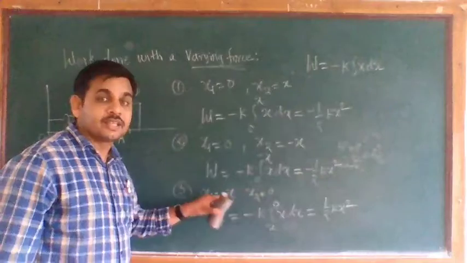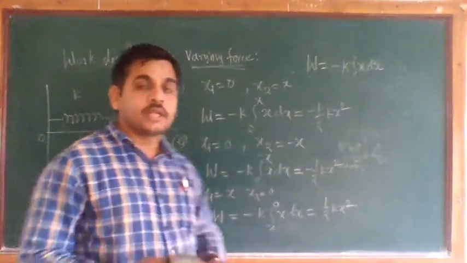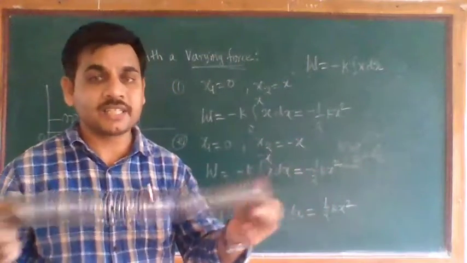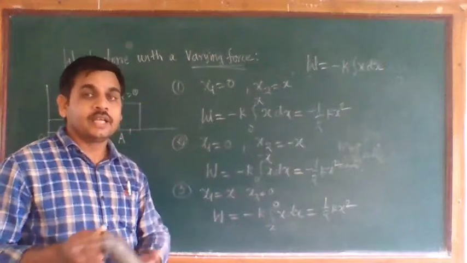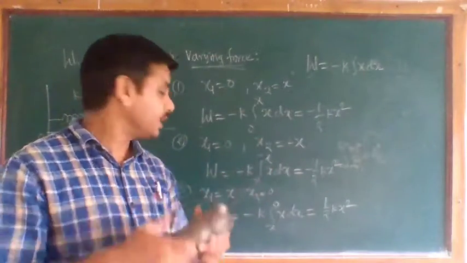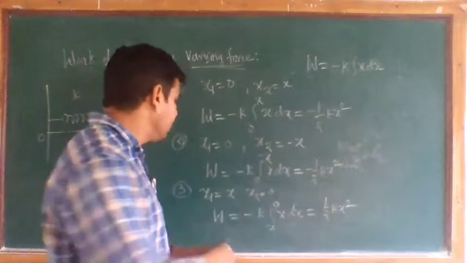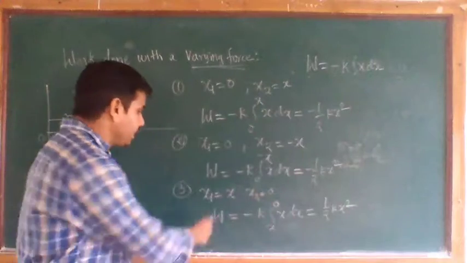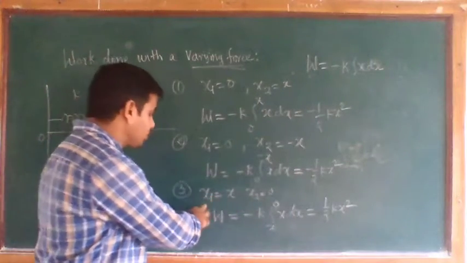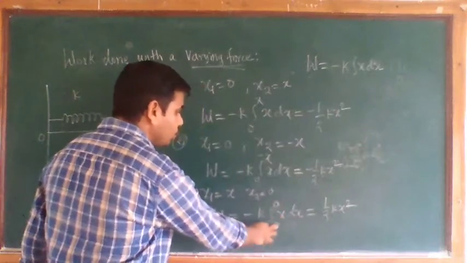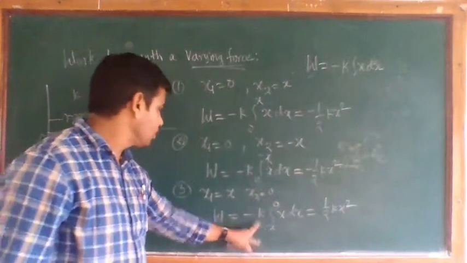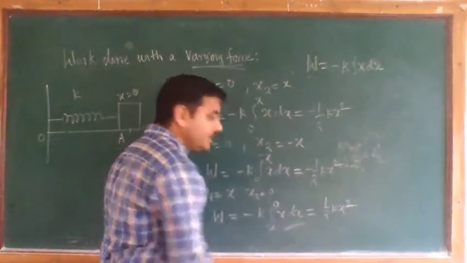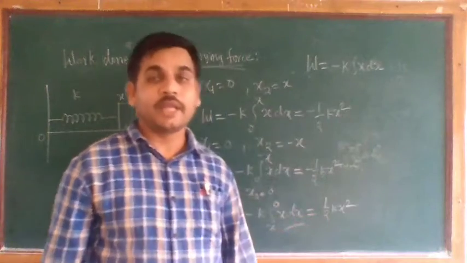In the third condition, at the initial condition the spring is in the stretch condition, so x1 is equal to x. In the final condition, the spring is at the natural condition, so x2 is equal to 0. You calculate the integration from x1 to x2, that is from x to 0, and you get 1/2 kx square.